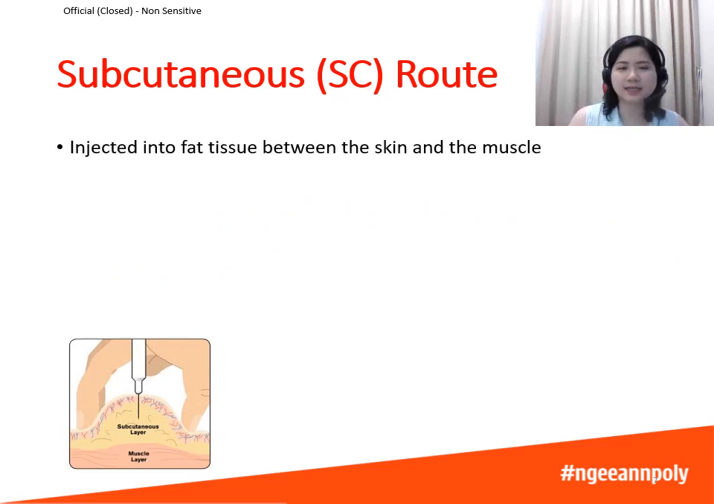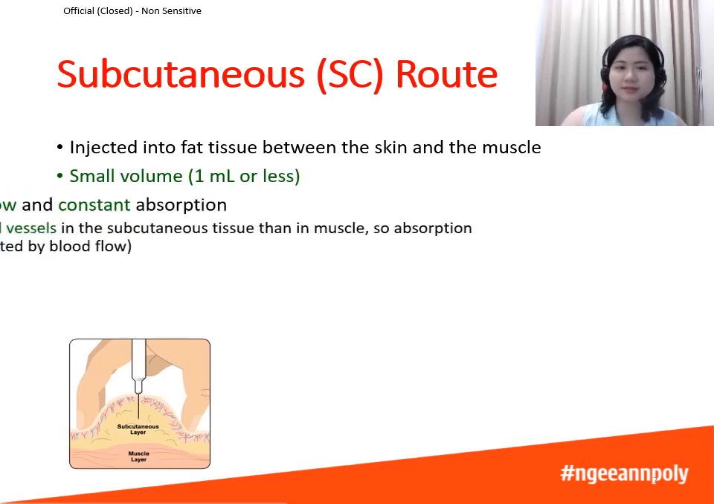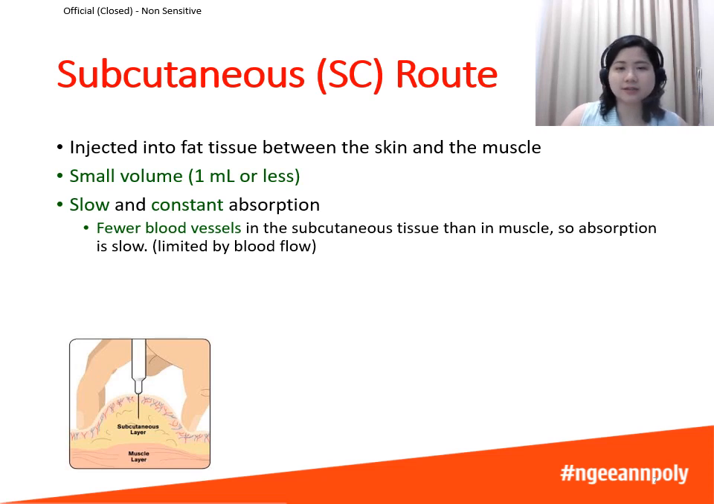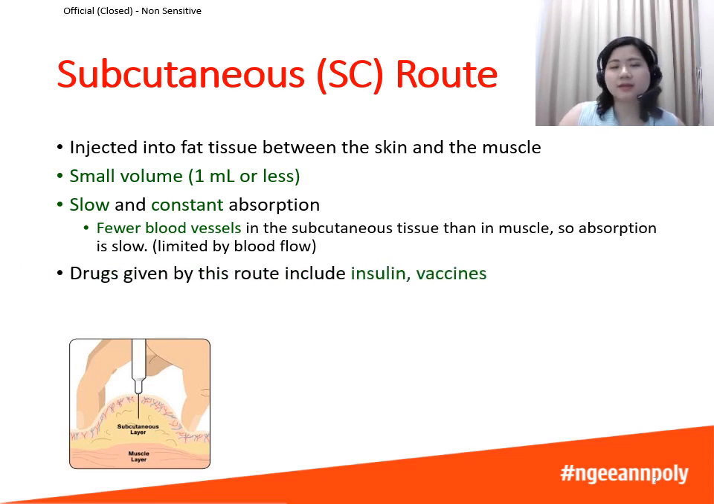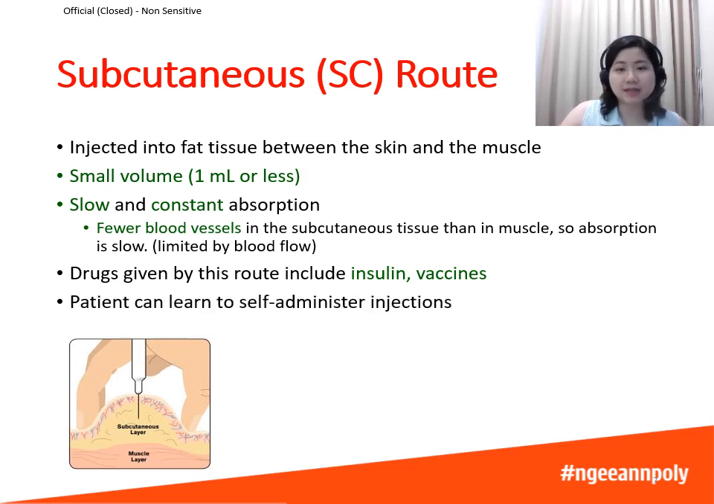Subcutaneous injections are injected into the fat tissue between the skin and the muscle. It is suitable only to deliver small volumes. It provides slow and continuous absorption of the drug. This is because there are relatively fewer blood vessels in the subcutaneous tissue, so the absorption of the drug into the bloodstream takes place slowly. Some examples of drugs given by this route include insulin and vaccines. The subcutaneous route is relatively easy and patients can learn how to administer their own injections.